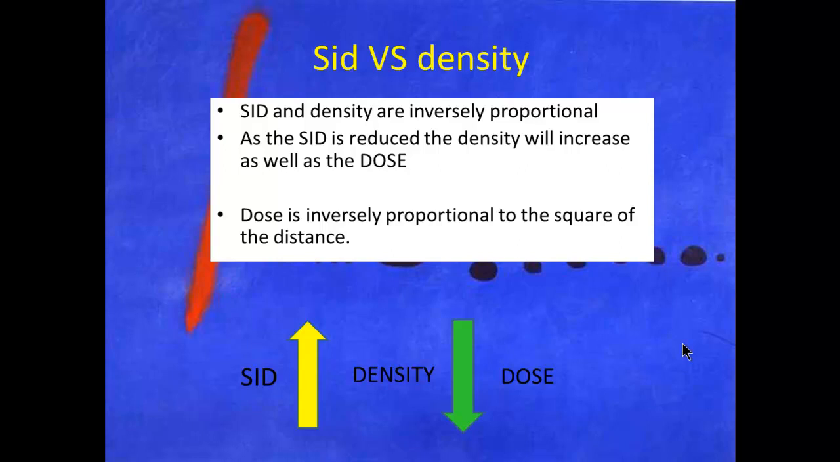If I double my SID, and let's say go from 40 to 80, my dose is definitely going to go down, but it's not going to go down halfway. It's going to quarter. Essentially, if I had 8 mAs to start with, I'm really now giving the equivalent of 2 mAs.